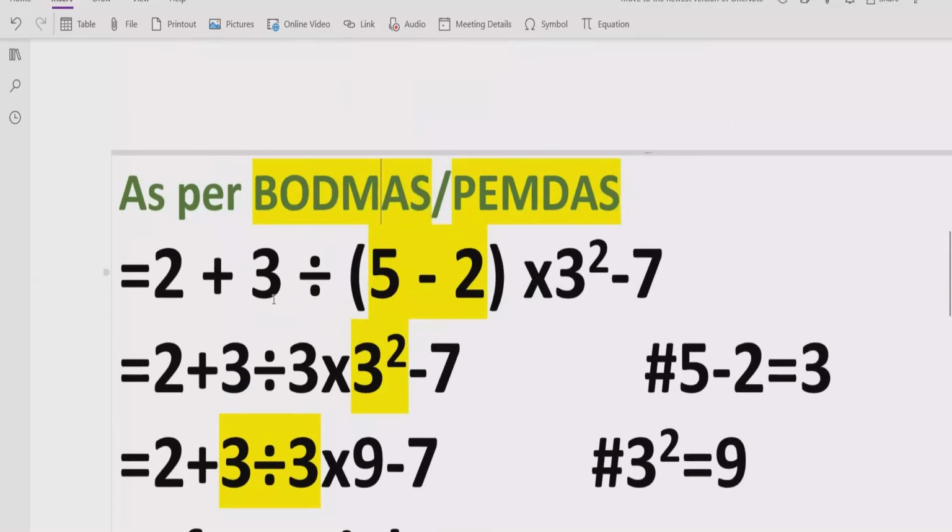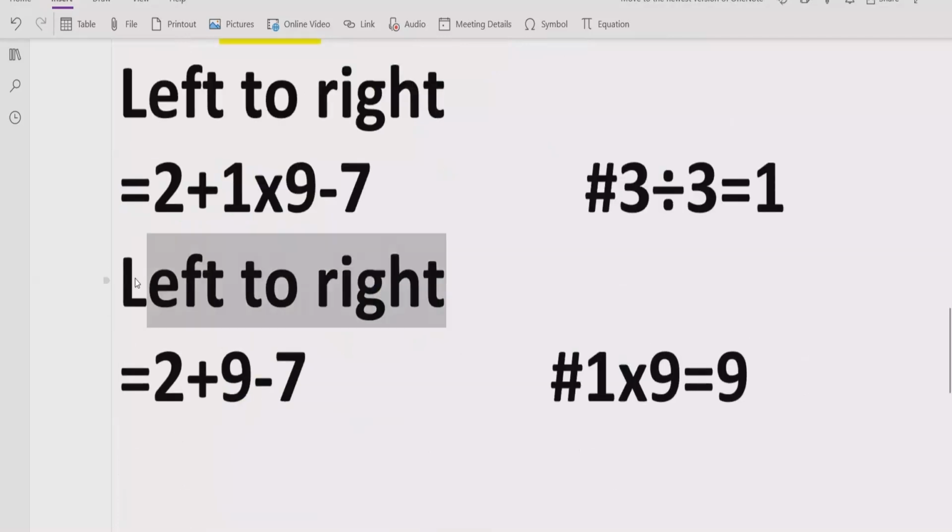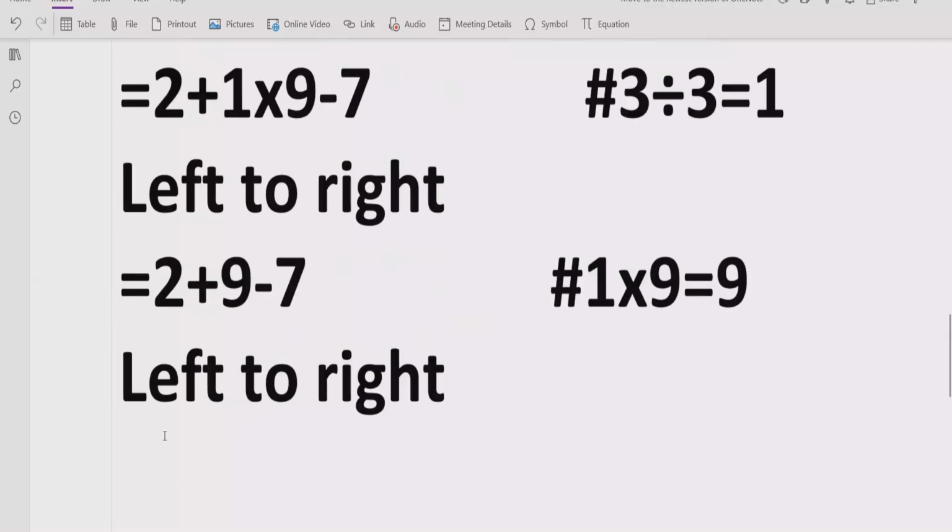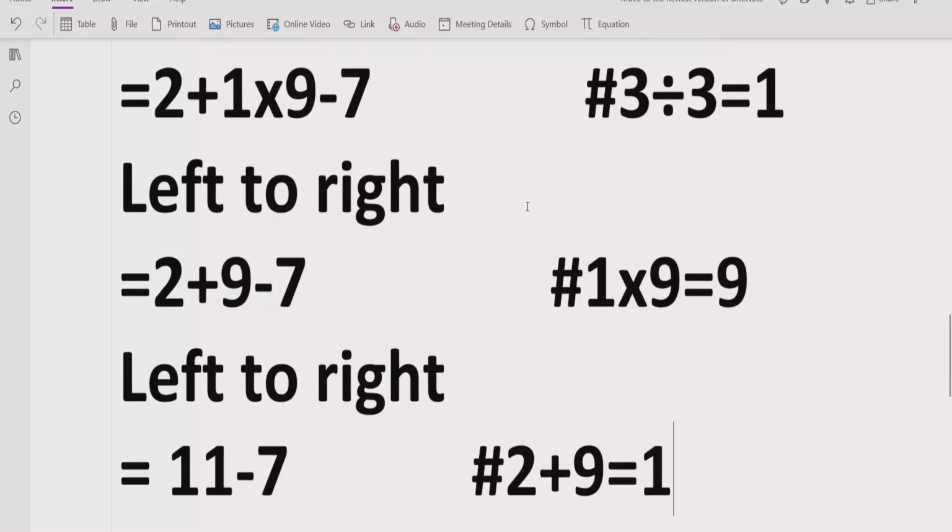Now we have to solve addition and subtraction. So we have to follow the same rule. We will go left to right and find out which is coming first. So now we have 2 plus 9, which is equal to 11, minus 7. And here we have to give the reference: 2 plus 9 equals 11.